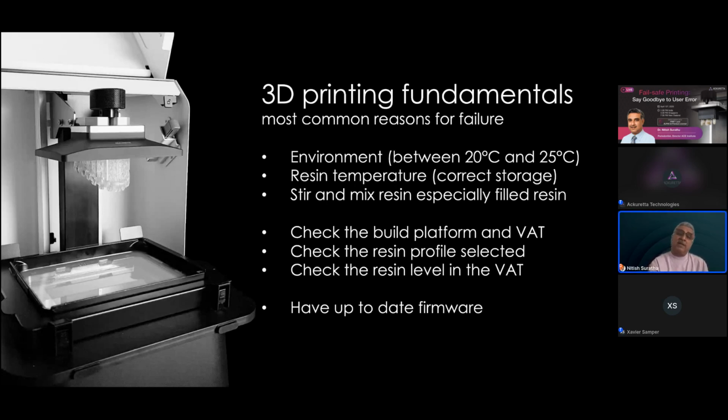Make sure you've got enough resin in the vat. Now, a print failure can certainly happen if you have too little resin in the vat, but something far worse can happen if you have too much resin in the vat. So don't go past that max mark and have resin spill over out of your vat, outside the vat. That's certainly something you don't want to do. And make sure as well that your printer has up-to-date firmware. Ackuretta keeps updating stuff. So make sure you've got the latest firmware. Make sure you've got the latest slicing software.